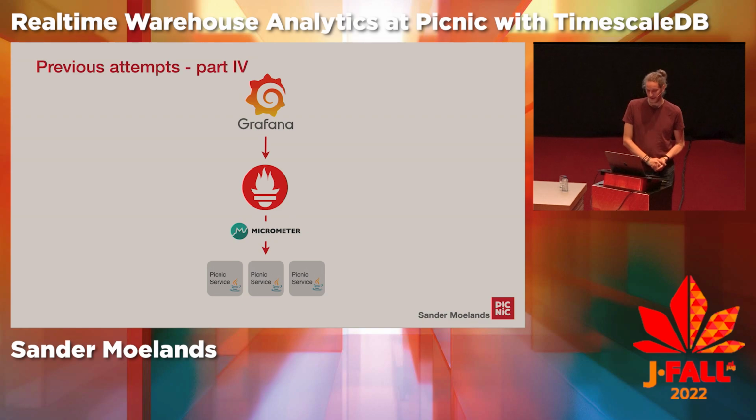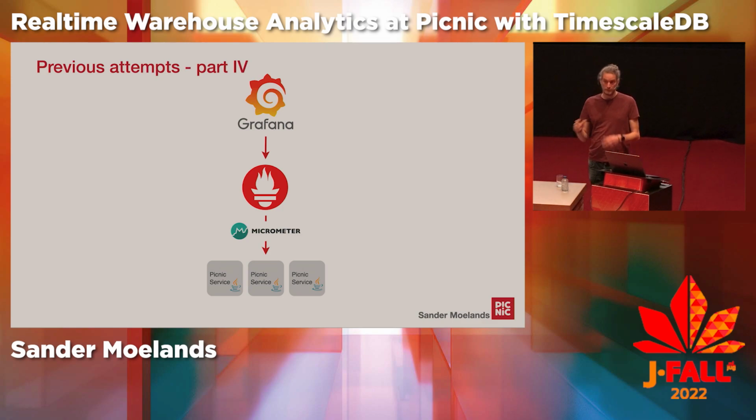Next try. So next try was, again, a different setup, Prometheus, which probably most of you know, where we use Micrometer as an abstraction layer in our services to basically help Prometheus gather that information. And then on top of that, we use Grafana to basically visualize our data and our dashboards.